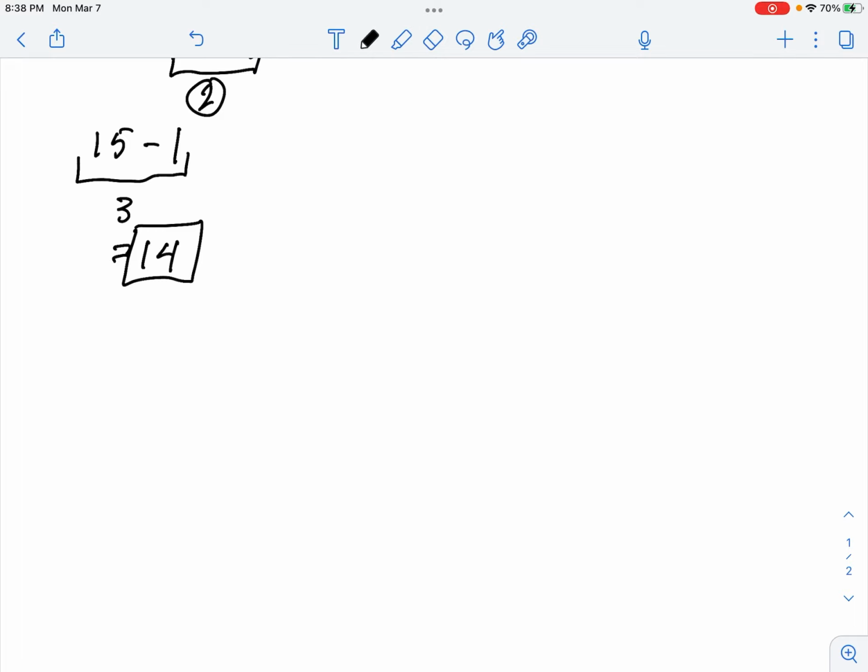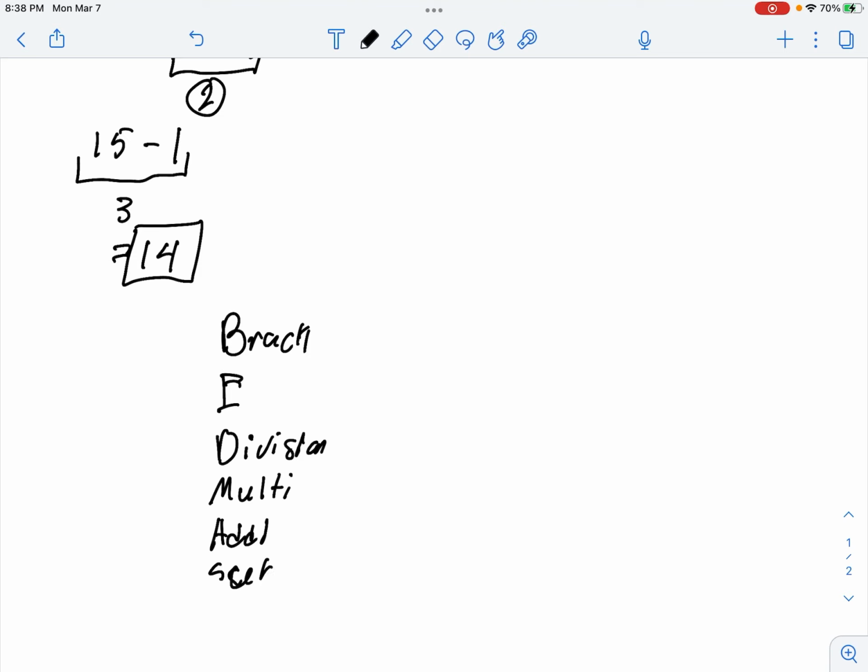So when it comes to order of operations, we know BEDMAS again: brackets, exponents, division, multiplication, addition, and subtraction. We've gone over them, and you should know them pretty well. The thing I haven't talked as much about is exponents here.